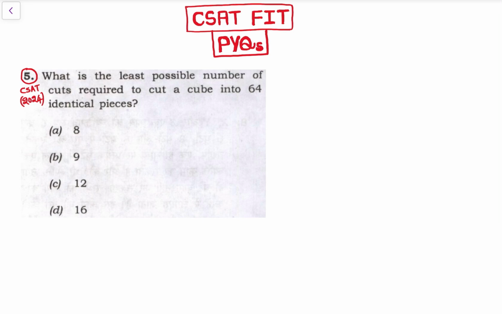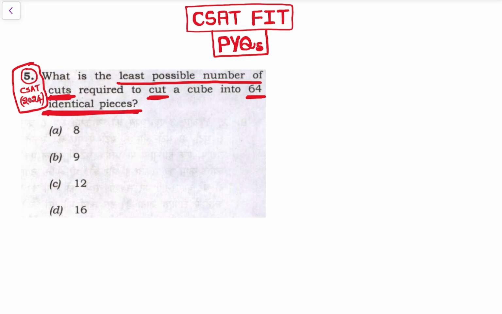Under this initiative, I am going to discuss each and every PYQ asked in the CSAT paper in the past 10 years. So in this class, we are going to discuss a question asked in the CSAT paper 2024. The question is, what is the least possible number of cuts required to cut a cube into 64 identical pieces? So this cube has to be cut into 64 identical pieces. What is the least possible number of cuts required? That is what is asked.